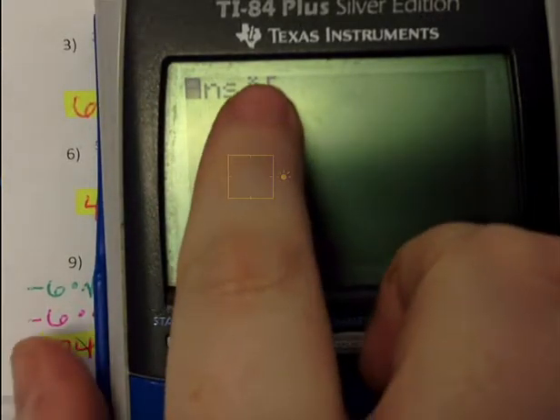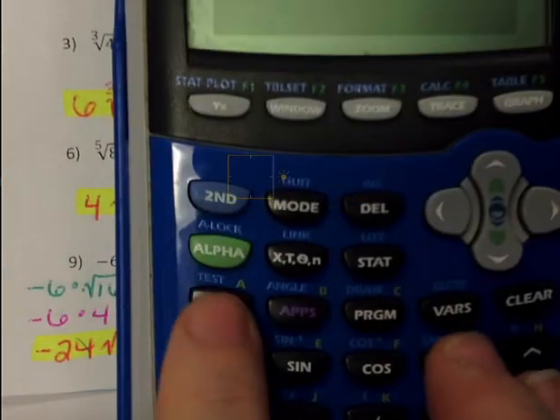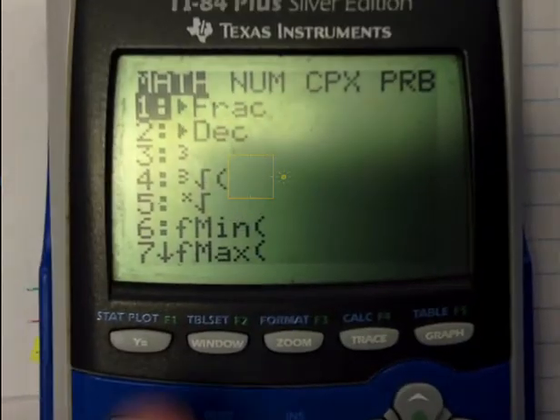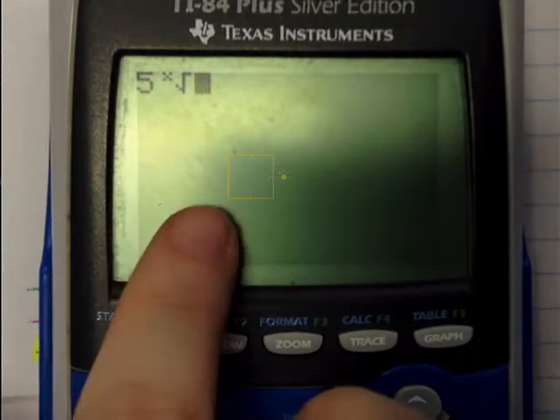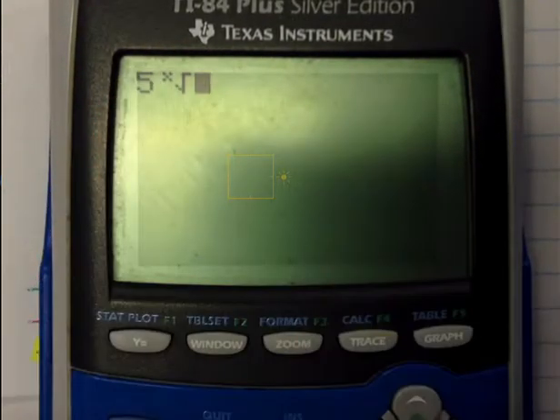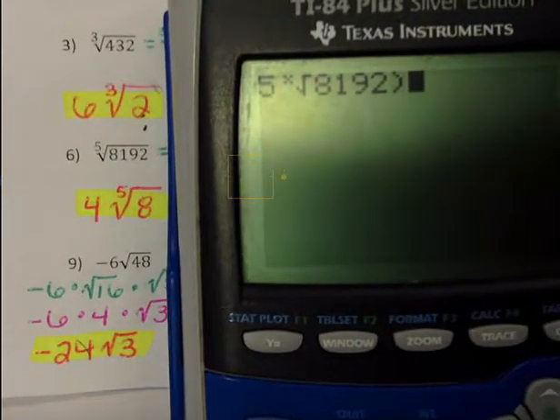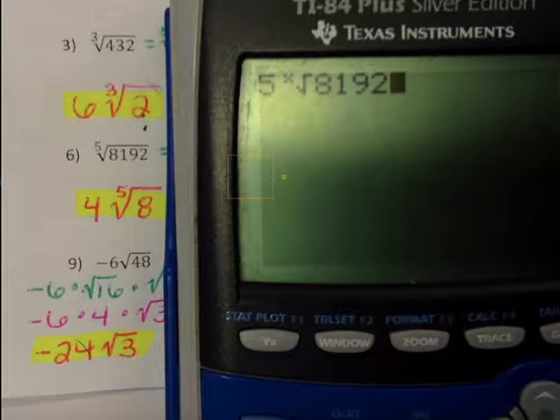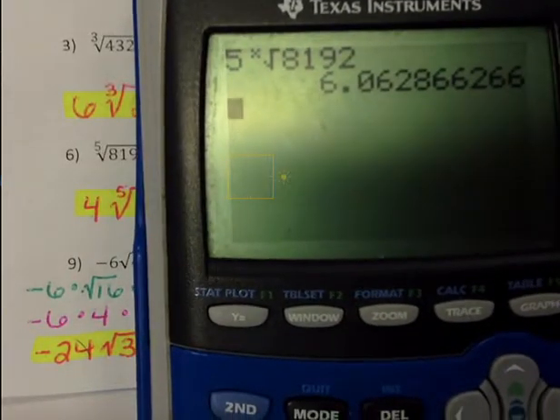So instead of it being up in where the X is, I have to be very careful about this. I have to say that I want the fifth root, 5 first. Then I press the math button. Then I go down to this one. Now this is actually saying the fifth root of 8192. Actually, I don't have a parenthesis, so I don't close it. And I get that 6 and 600ths.